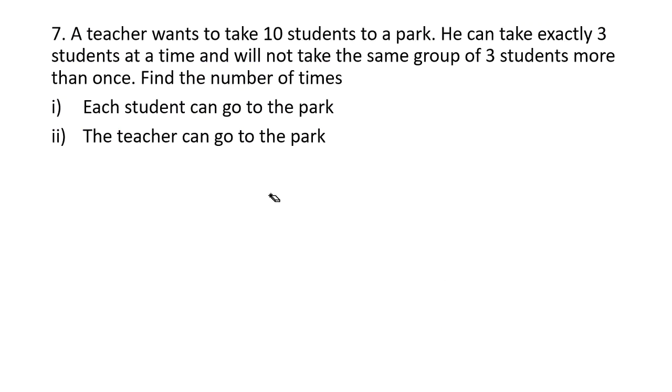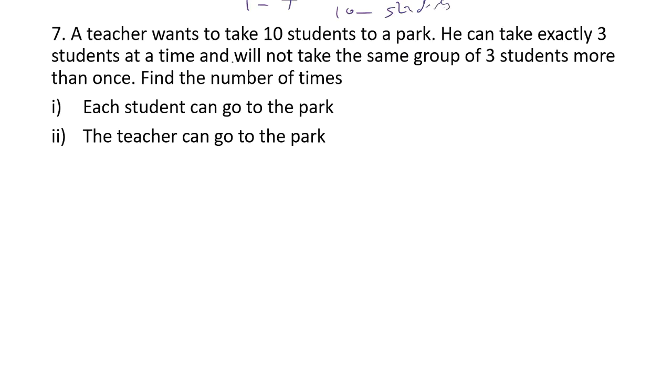Next, we have this problem. A teacher wants to take 10 students to a park, but he can take only 3 students at a time, and he is not supposed to repeat the combination. Find the number of ways in which a particular student can go to the park and a teacher can go to the park. So try to understand the problem. There is one teacher and 10 students.